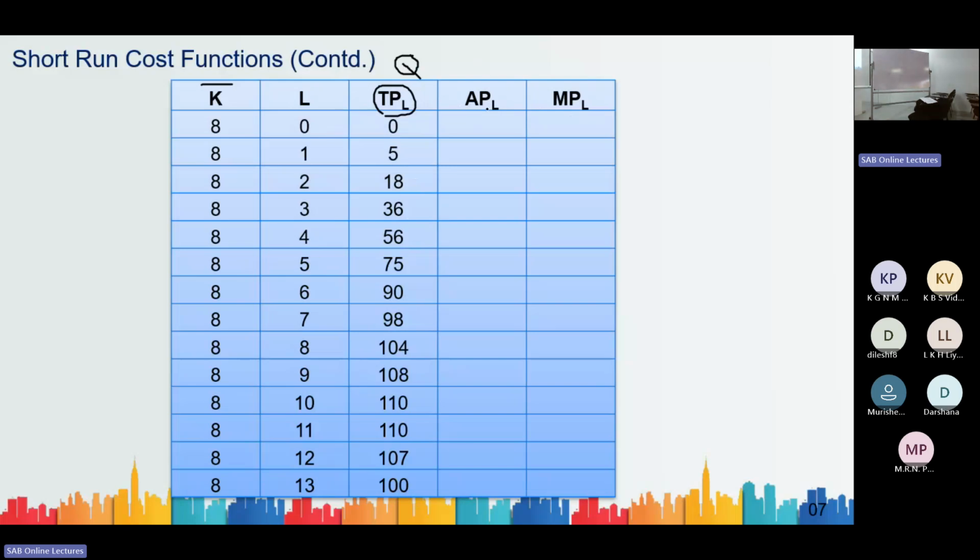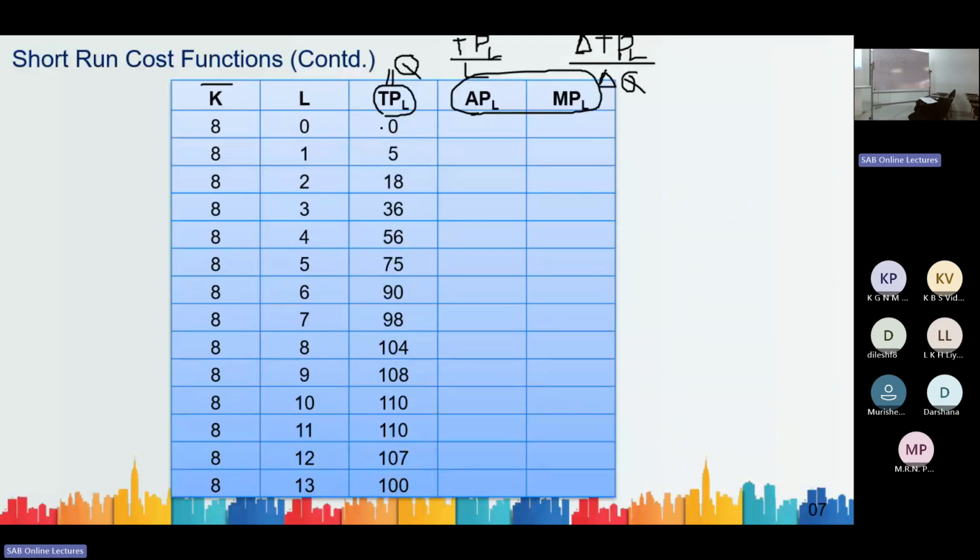Average product of labor, these are production concepts, right? They are not cost concepts. So what is average product of labor? Total product of labor divided by labor. Total product of labor is Q. And what is marginal product of labor? That is change in total product of labor divided by change in labor.